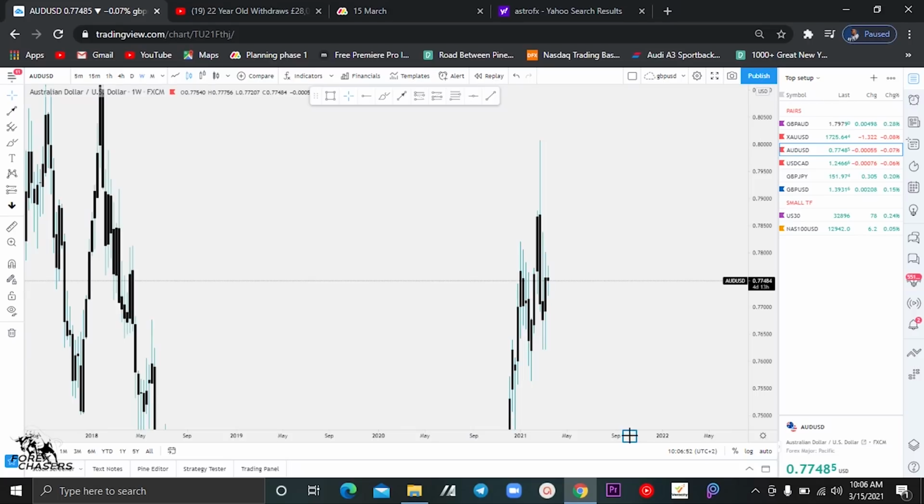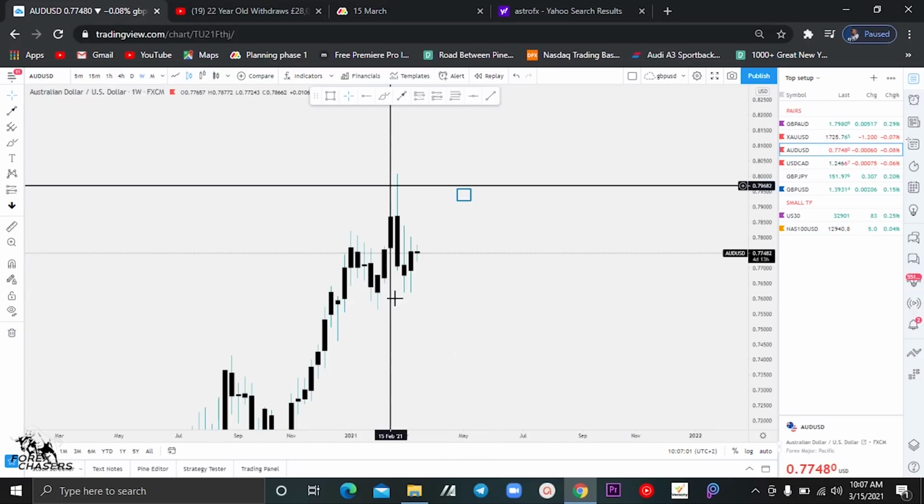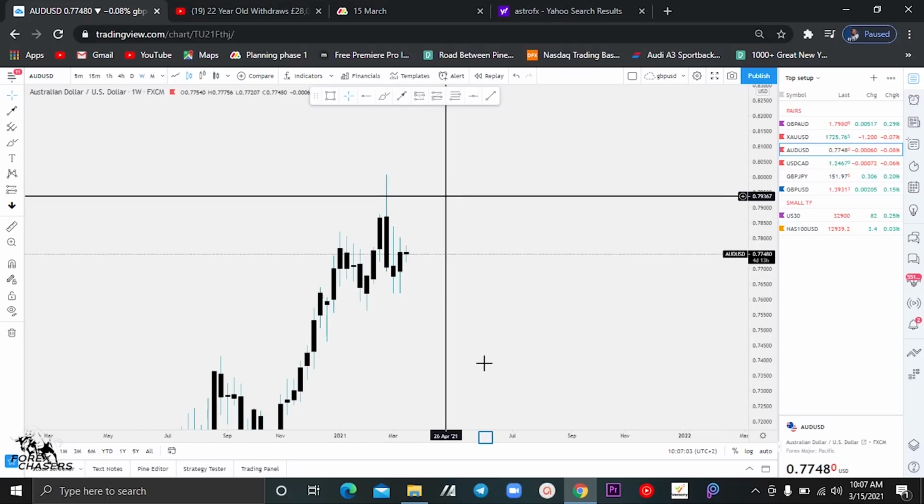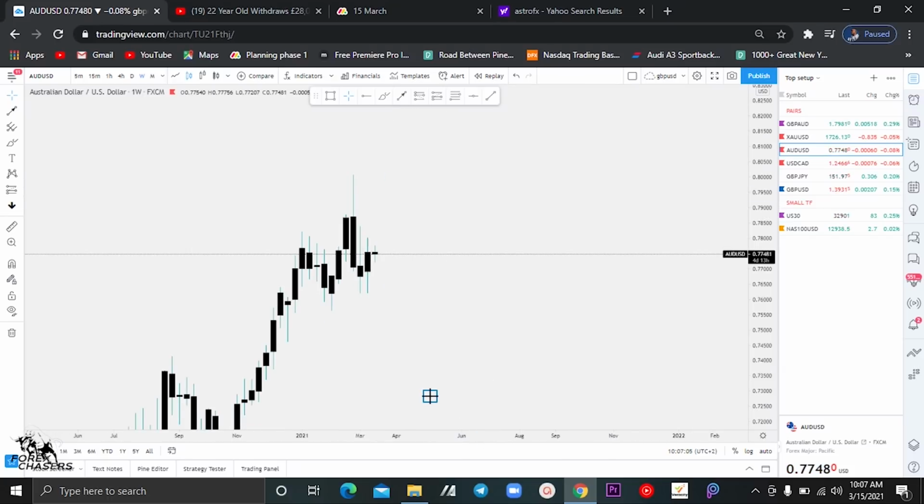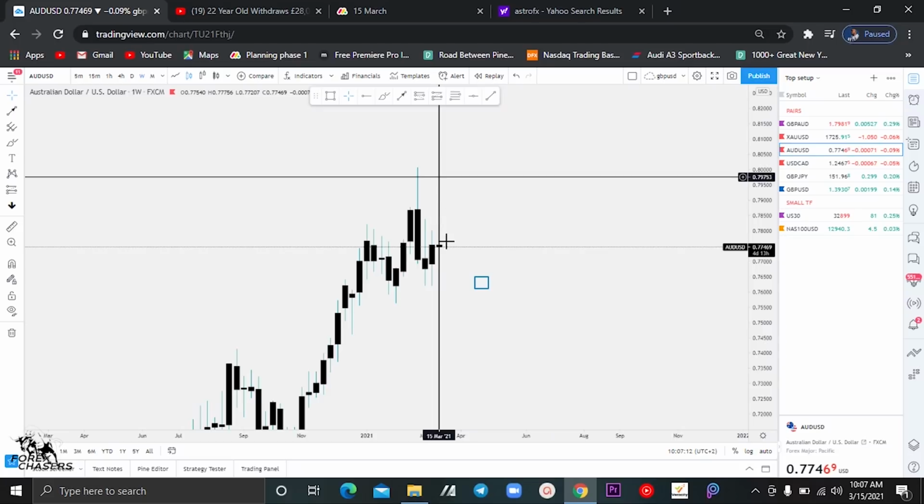I'm just gonna remove everything here so that you can clearly see, guys. Here we have this pattern being formed. You can see we have a three pins formation. We have 1, 2, we have 3.